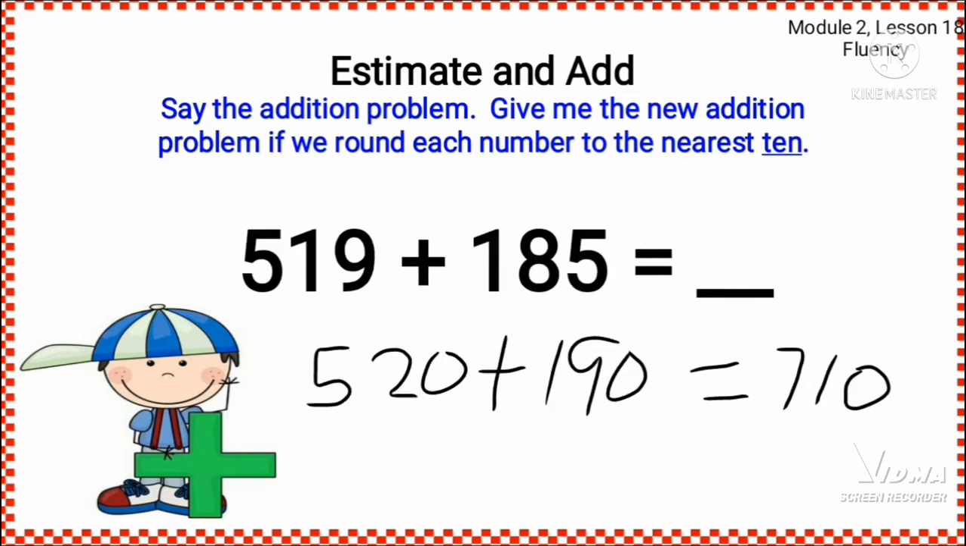Alright, now we have two large numbers. Round them off to the nearest 10. 519 to the nearest 10 is 520. 185 to the nearest 10 is 190. When you add the two, you have 710.